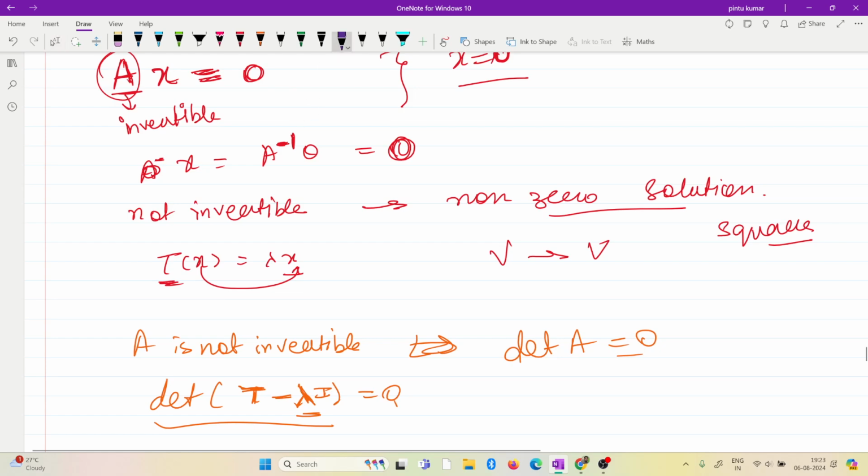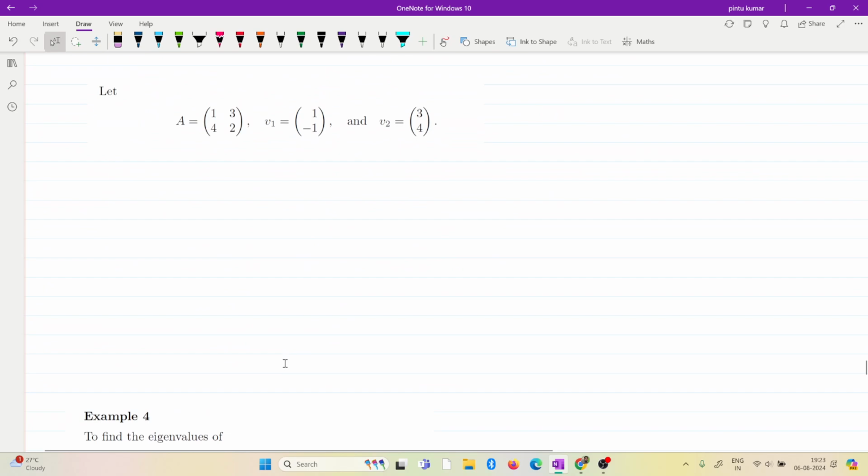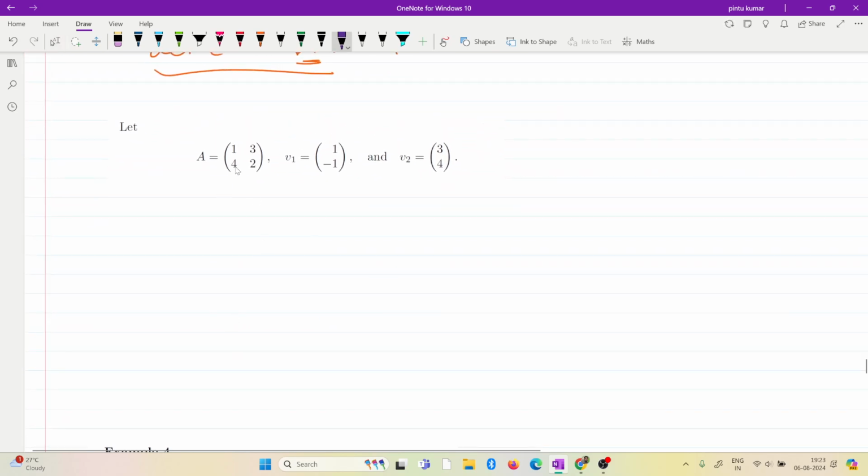Let's try to solve some questions. If you repeat this, things would be more clear. So this is A. In this question, you have to check whether V1 and V2 are eigenvectors for A.